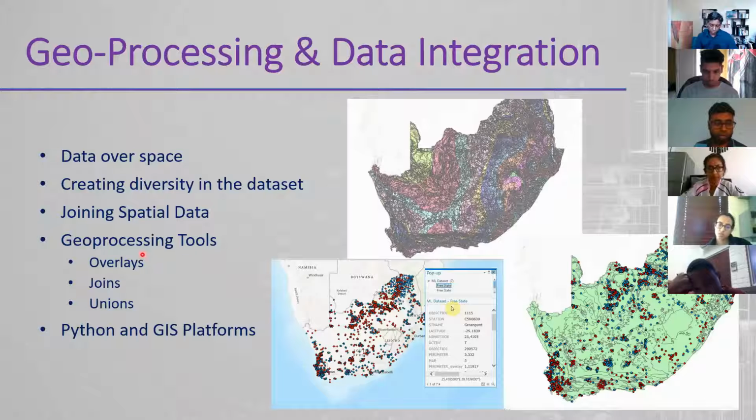Now, I know that basically these terms are looking quite technical in terms of overlay joins and unions, and we will get into it a bit later on in the presentation. But for now, what these processing tools or these geoprocessing tools allow you to do is to spatially join data without a common field in the actual database.